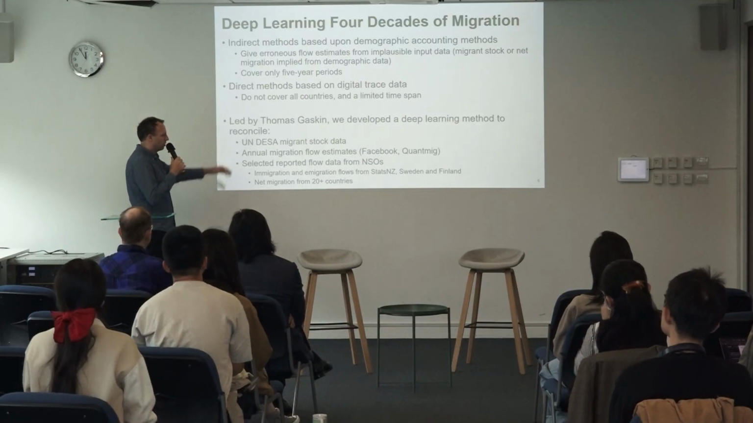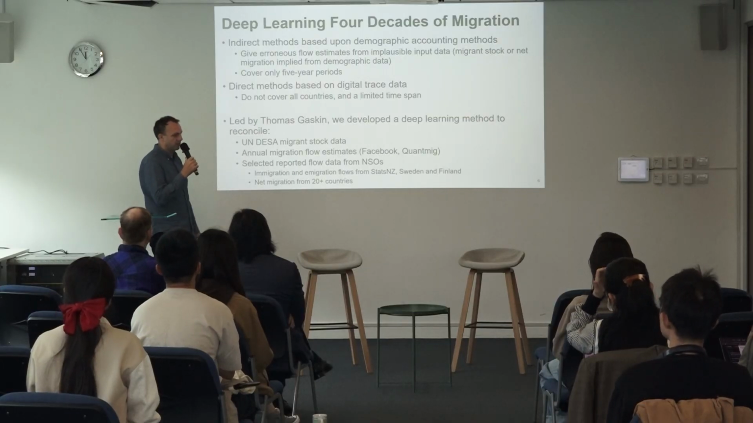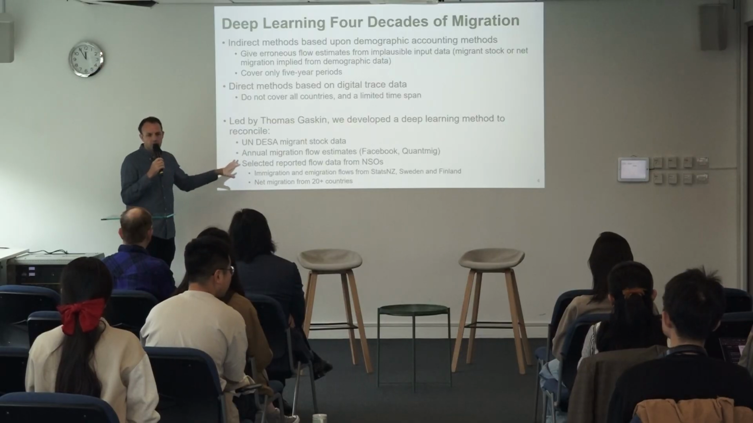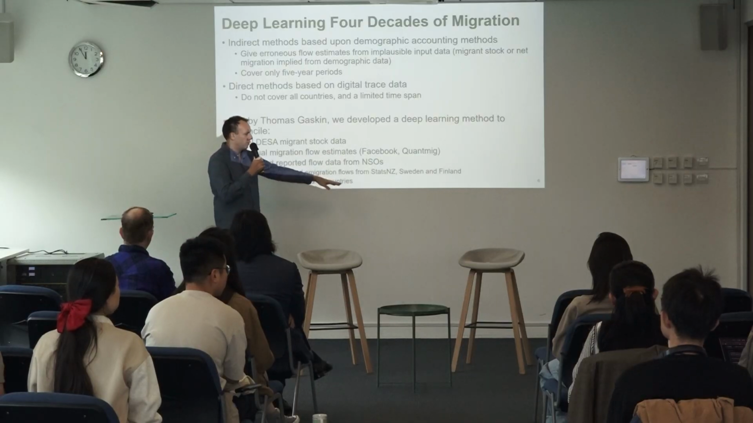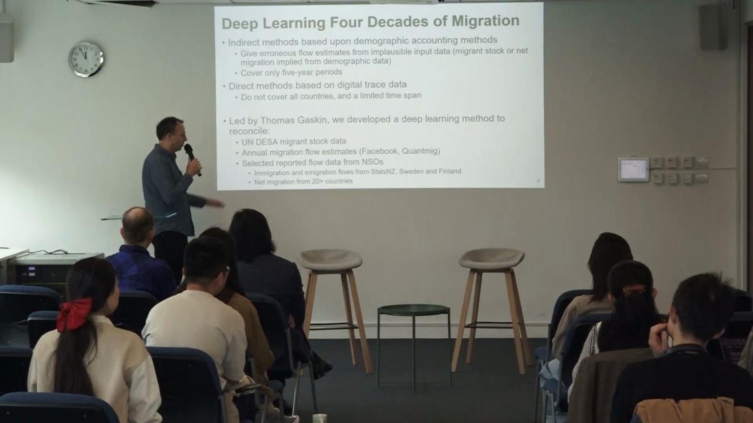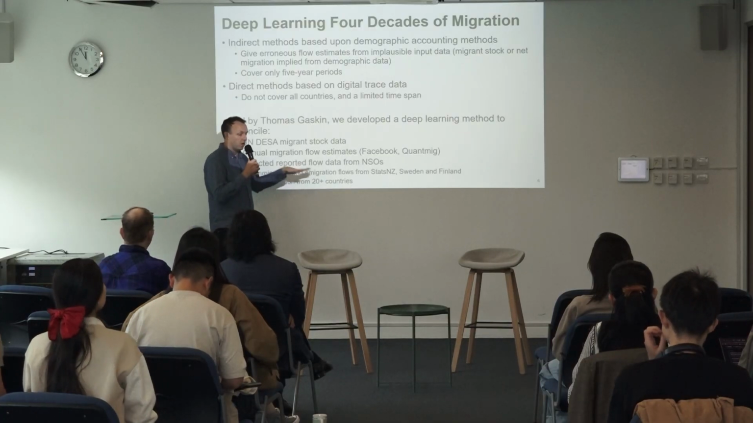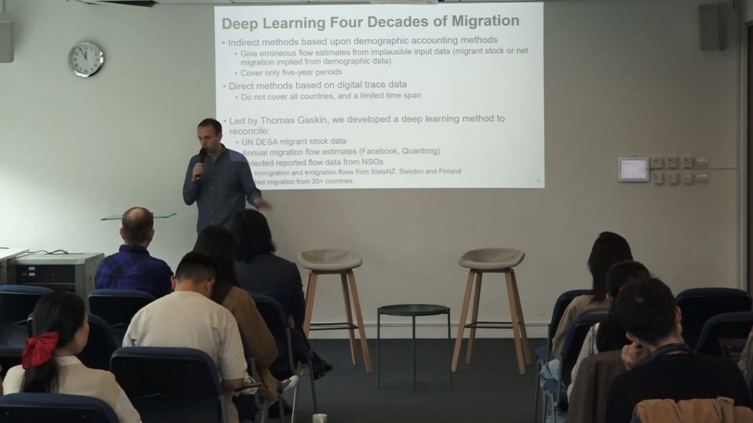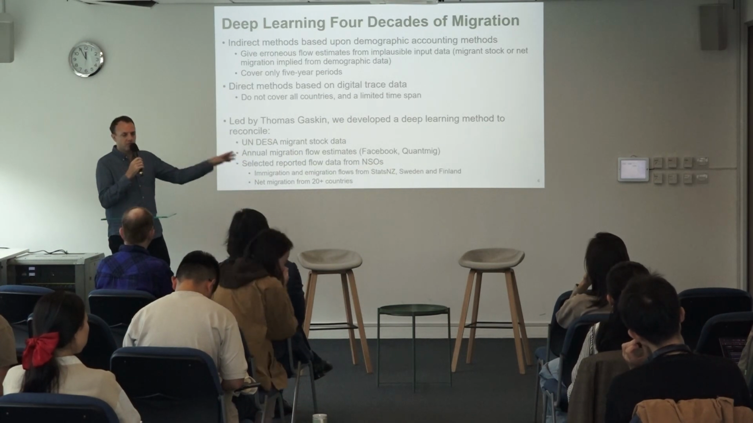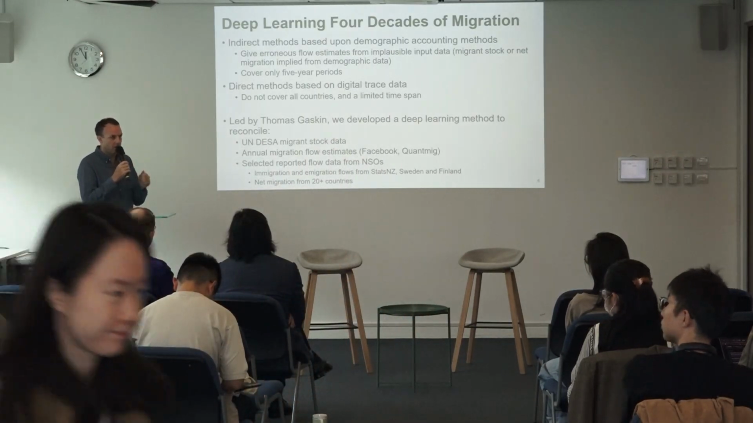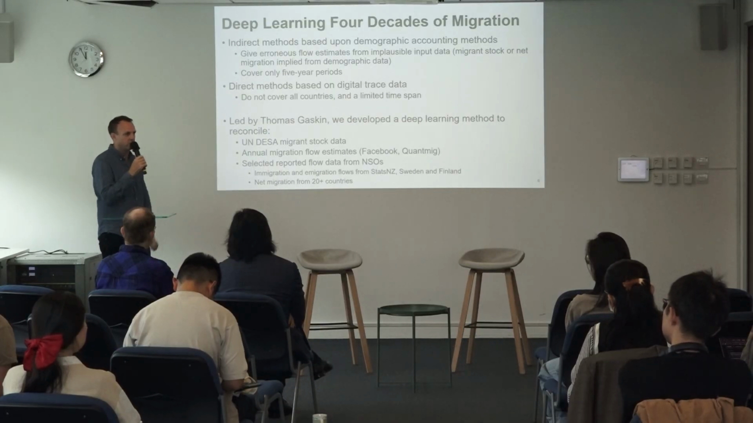So the recent work that Thomas has been working on is using this deep learning method to reconcile both the UN stock data and then bring in other flow data that we have and we believe is of good quality. So that includes the Facebook data, some efforts in Europe to estimate harmonized migration flows using the official data, and then also some reported flow data from the Statistics Office of New Zealand, Finland, and Sweden. So we chose those three because those have population registers or border points where they're able to collect migration flow data at a very high quality and matching this 12-month definition that we're using.